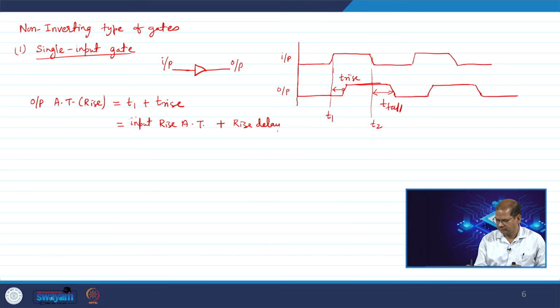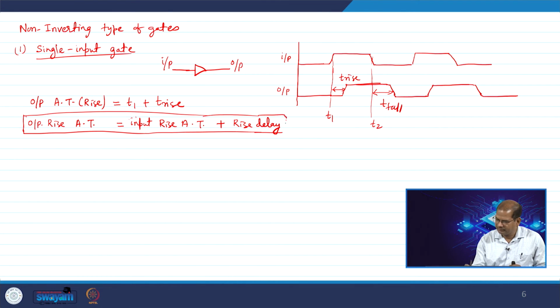Okay. So, input rise arrival time. So, output rise arrival time, output same thing, output rise arrival time is same as this in words. Okay. So, this is a very important conclusion.